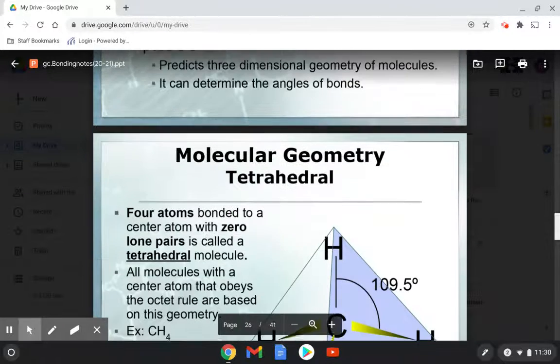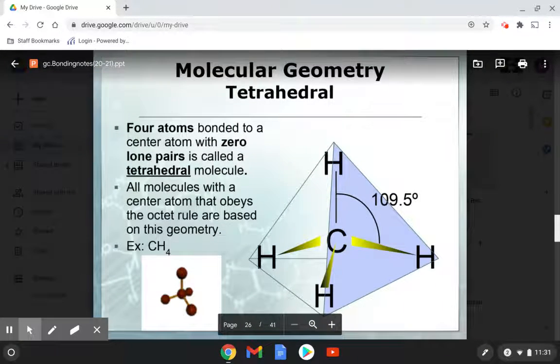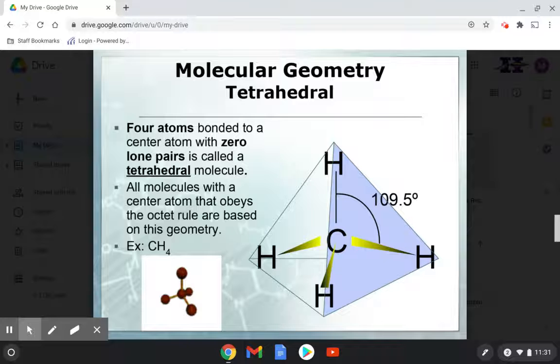All right, so the tetrahedral. What we see with the tetrahedral, this will be our first molecular geometric shape that we're going to look at. It has 4 atoms that are bonded to a center atom with 0 lone pairs. Okay, so again, we're looking at carbon here. We see that there's 4 hydrogen atoms that are bonding with that carbon atom. Again, that central atom. So this is seen as a tetrahedral.